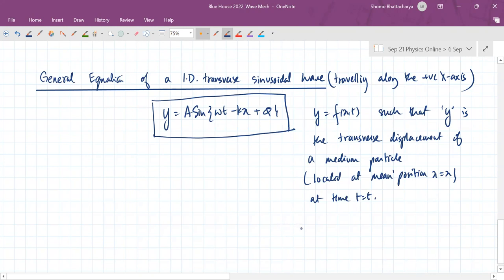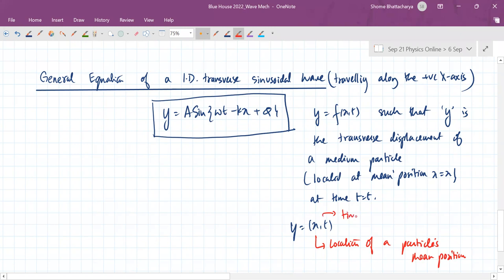In that function of x and t, the x represents the location of the particle, the location of a particle's mean position, and t is time. So y represents the displacement at x equal to x, t equal to t. The transverse displacement, that is.